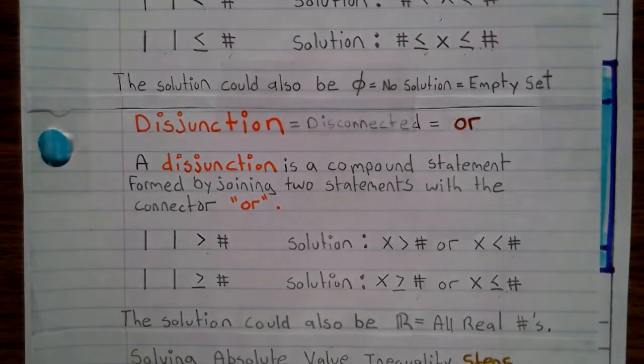Disjunction, disconnected by or. A disjunction is a compound statement formed by joining two statements with the connector or. If the statement is absolute value greater than a number, the solution is x is greater than a number or x is less than a number. If the statement is absolute value greater than or equal to a number, the solution is x is greater than or equal to a number or x is less than or equal to a number.